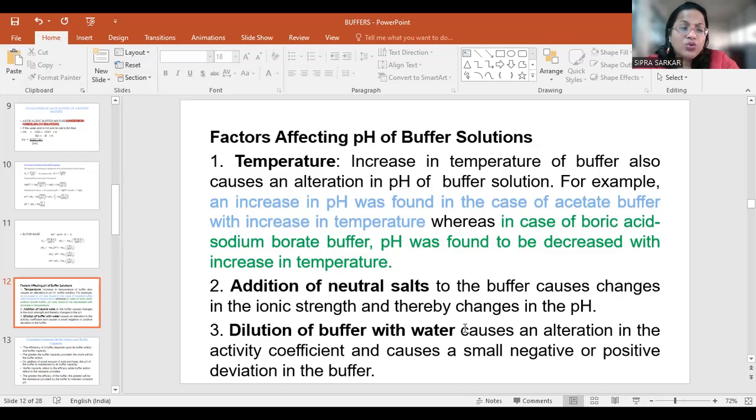Okay? Then dilution of the buffer with water obviously changes the pH. Addition of neutral salt to the buffer causes changes in the ionic strength, and there will be changes in the pH also. Dilution of the buffer with water causes an elevation in the activity coefficient, causing a small negative or positive deviation in the buffer.